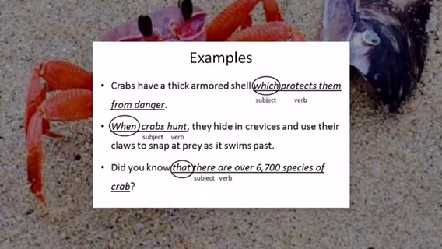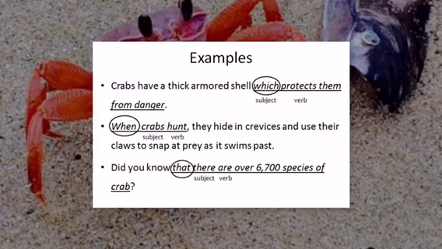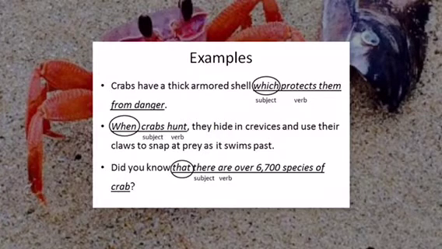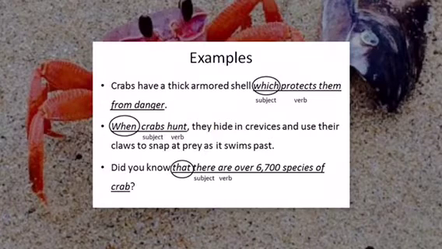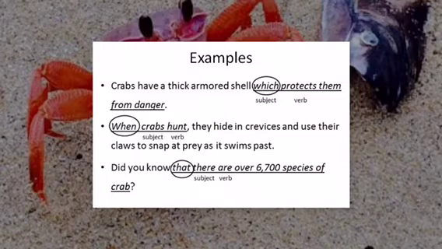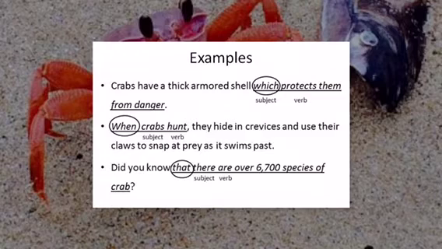However, it cannot stand by itself, which is of course what makes it a dependent clause and not an independent clause. I cannot say, when crabs hunt, by itself. Finally, this dependent clause begins with the subordinating conjunction when. Now, look at the third example. Did you know that there are over 6,700 species of crab? The dependent clause, that there are over 6,700 species of crabs, begins with the relative pronoun that.